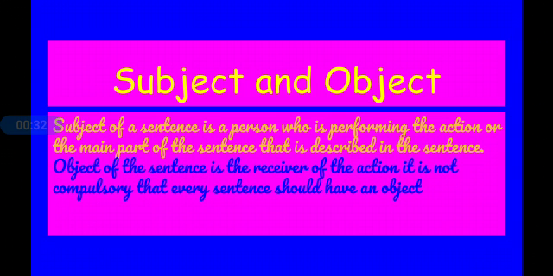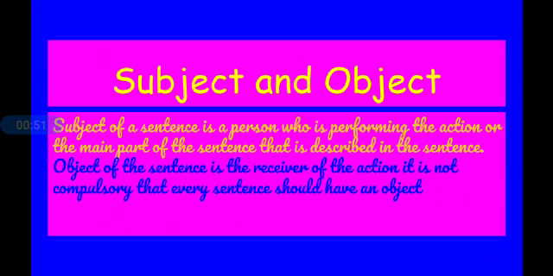Then who would receive? Someone is throwing the ball and some others would receive it. Who is throwing the ball? That person is the subject. And whoever is receiving, that is the object. The receiver of the action is the object. The object of the sentence is the receiver of the action.